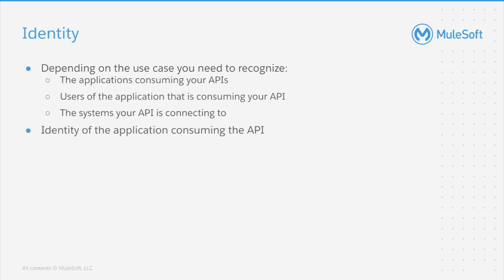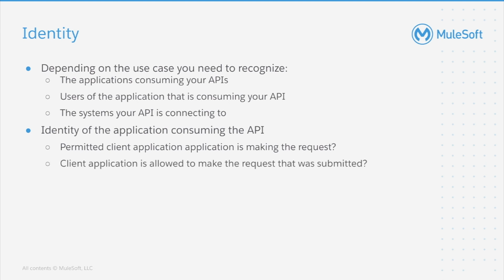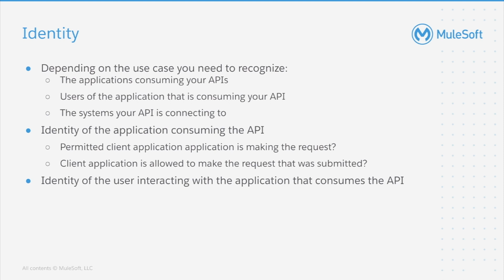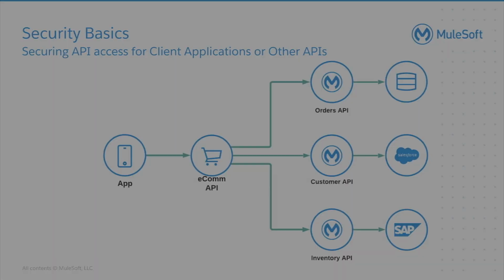Identifying the application consuming the API tells us if the client application is allowed to call the API. We may also validate if the client application is allowed to make the type of request that was submitted to the API. Our use case may also require understanding the user interacting with the application that consumes the API. And similarly to the application, we may need to allow the API implementation to make a determination on what the user can see and what they're able to do.